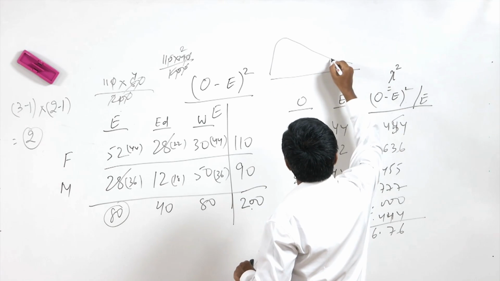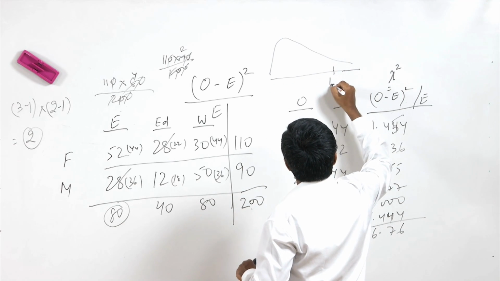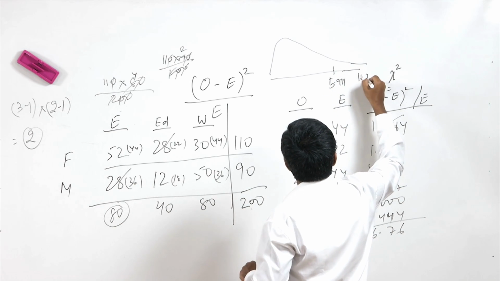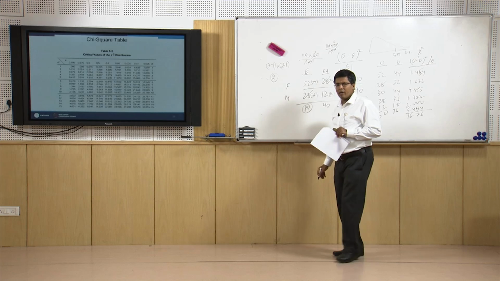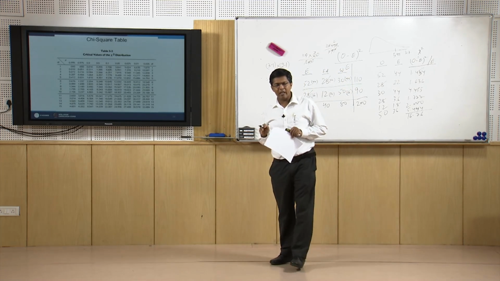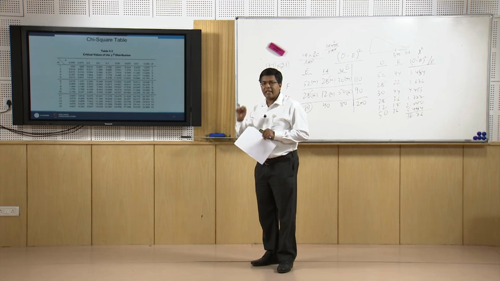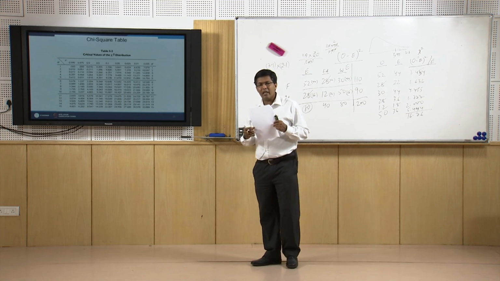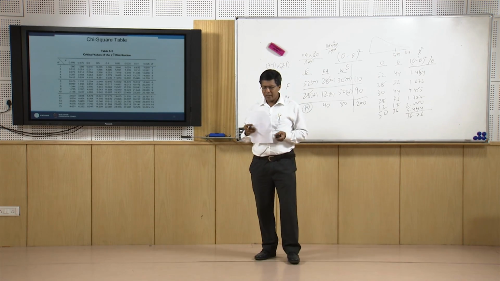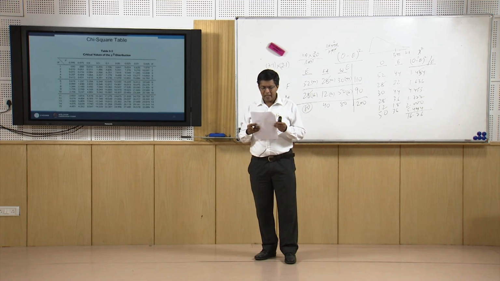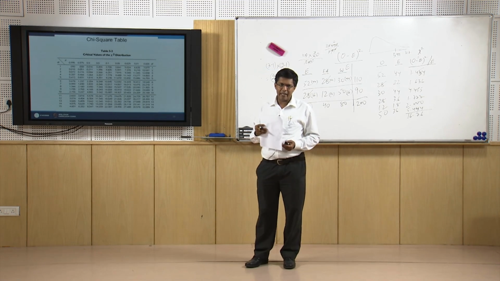5.991 is the cutoff value, and we have got a value of 16.7, which is far beyond the critical value, right. So, that means what? Our null hypothesis is rejected, and what was our null hypothesis? That the gender and the opinion about the programs is independent of each other, right.